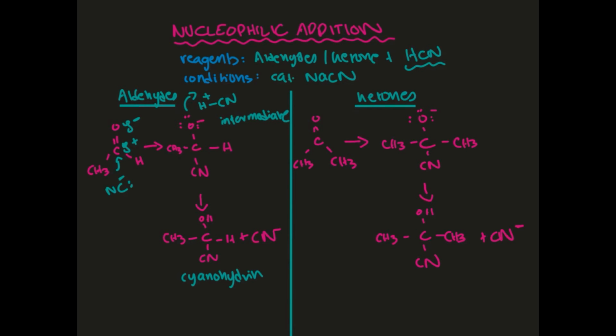And now we're going to be discussing the same reaction with a ketone. In this case, something very similar is going to happen: the cyanide ion is going to be attracted to the partial positive charge of the carbon, and it's going to result in the same intermediate.